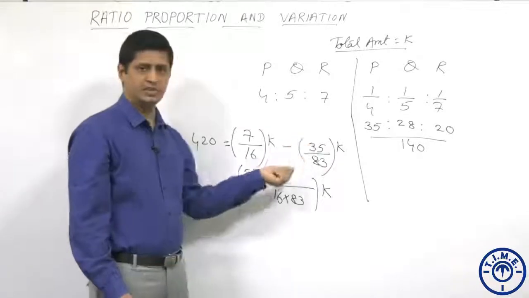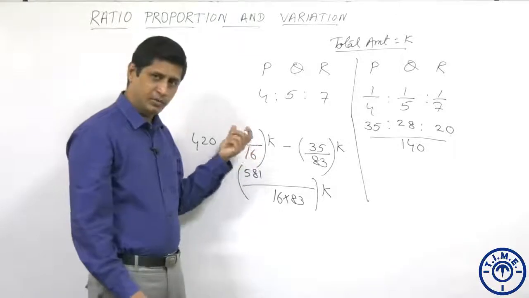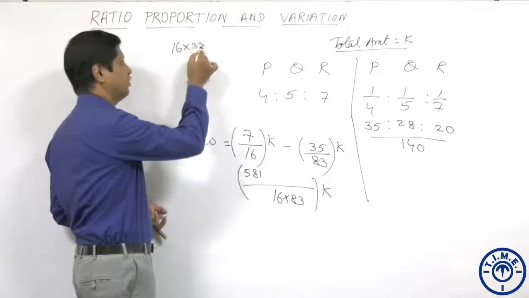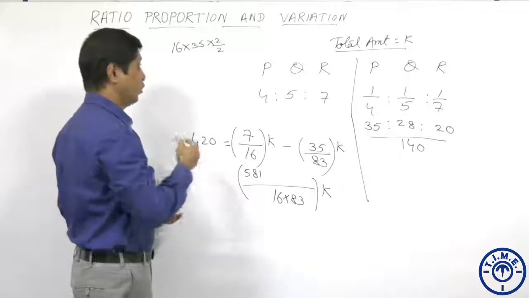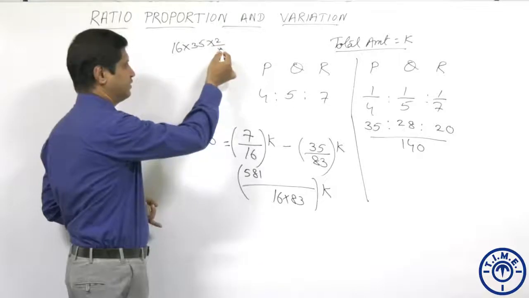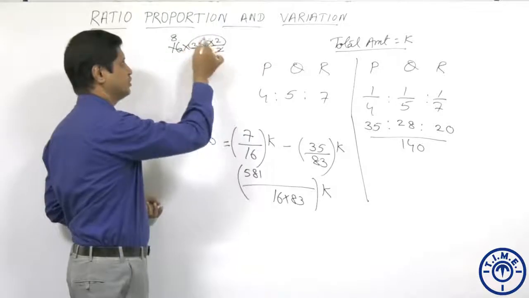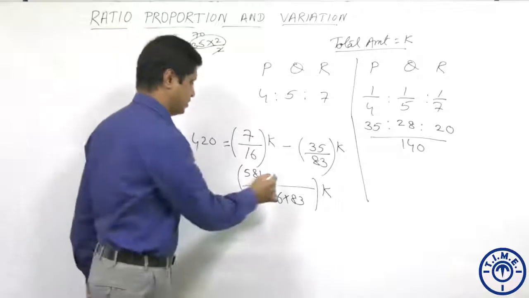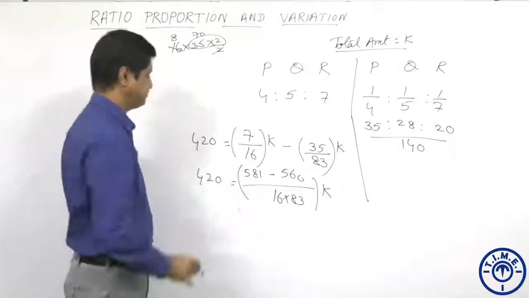16 into 35. To find the product of these two numbers, just observe this calculation. 16 into 35: now I am multiplying and dividing by 2. There is no change in the value. What is the purpose? To make the question simple. When you multiply and divide by 2, it goes 8 times. The product of these two is equal to 70. Now, what is the product of 7 and 8? 56, so 560 is equal to 420.